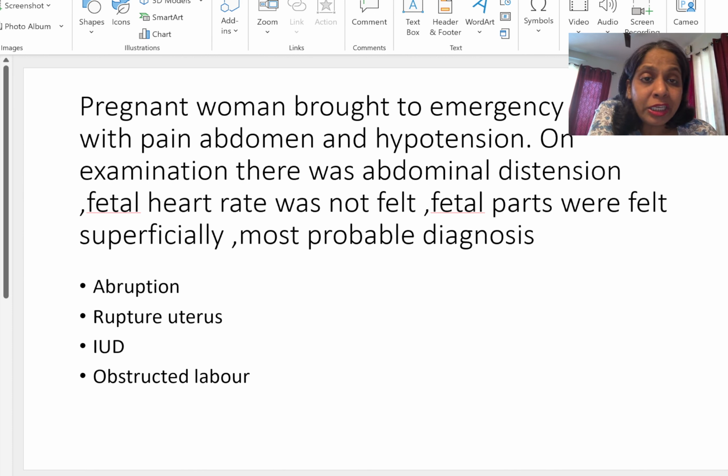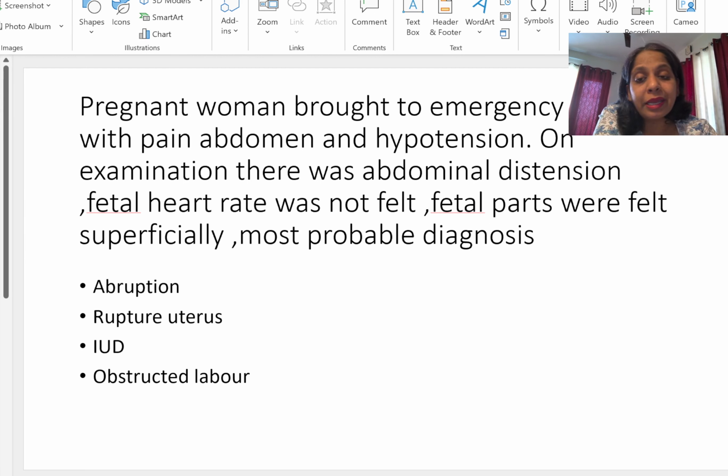Okay, on examination there was abdominal distension. Yes, there is distension due to the fluid which was there. Fetal heart rate was not felt, and fetal parts were felt superficially. So the most important line, as I told you, is that fetal parts were felt superficially.